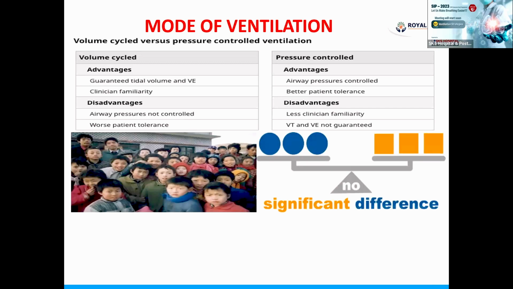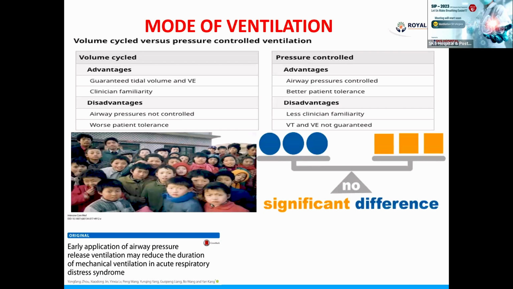But whatever mode you are using, try to control both the variables as much as possible. If it is volume control mode, your volume is controlled, so try to keep a close watch on the pressures. If it is a pressure control mode, pressure is controlled, so keep a close watch on your tidal volume. Both have to be monitored carefully.